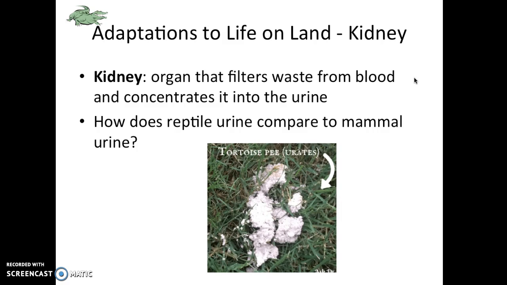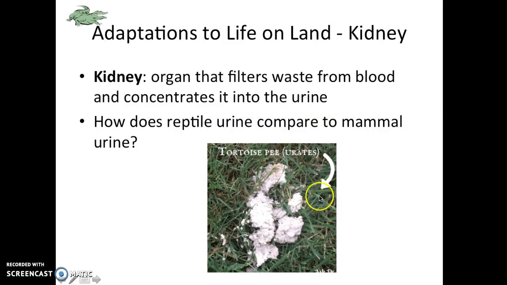A second major adaptation for living their life on land is the kidney. The kidney is the organ that filters waste out of the blood and concentrates it into urine. Urine, or pee, whatever you want to call it, is our body's waste that's produced by the kidney.